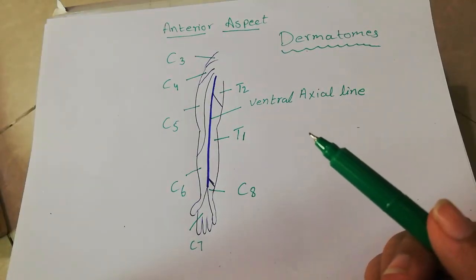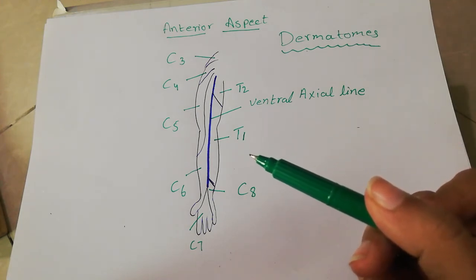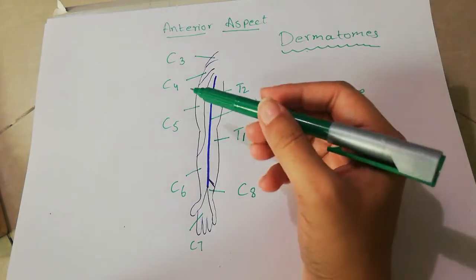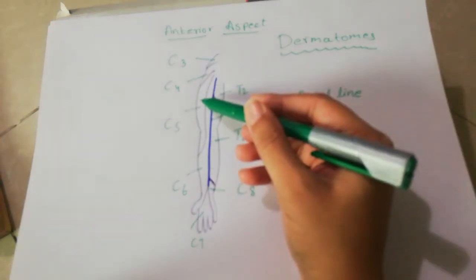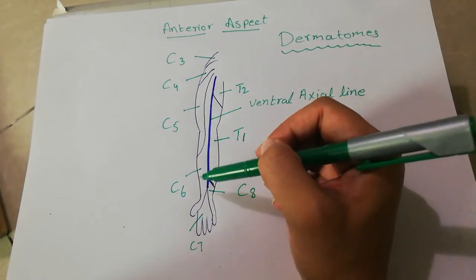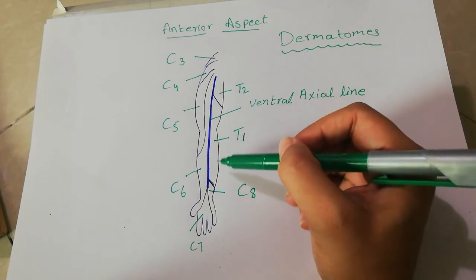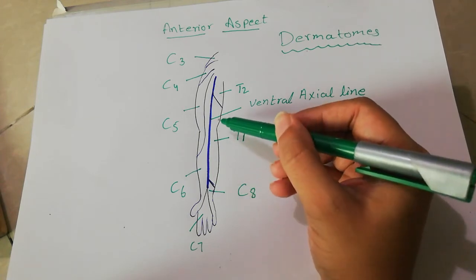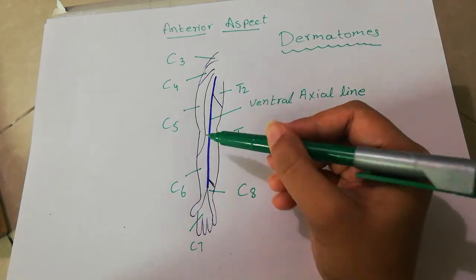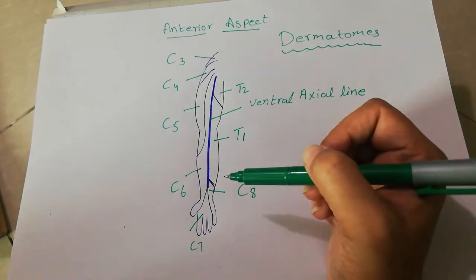Now let us discuss some terms such as pre-axial border, post-axial border, or cephalic or caudal border. Cephalic border is also known as pre-axial border. This is a border which lies along the radius and thumb. Caudal border is also called post-axial border. This is a border which lies along the ulna and little finger. So this is the pre-axial border, this is the post-axial border.